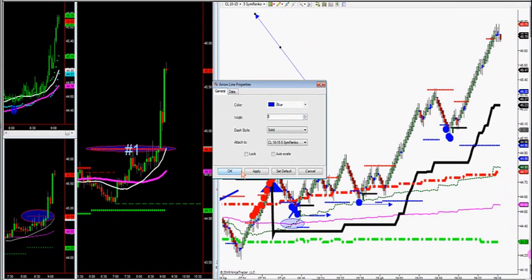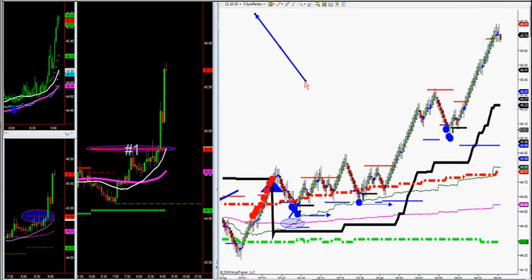We don't trade off minute bars. We don't trade off volume. We don't trade off of tick charts. We trade off Renko bars. So here's my 5 sim, my longest time frame.